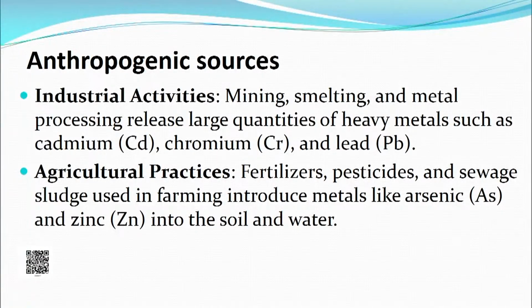So next we will discuss anthropogenic sources of heavy metals. It may be industrial activities, agriculture practices, waste disposal, transportation and fossil fuel consumption and many others. We will discuss first industrial activities: mining, smelting and metal processing release large quantities of heavy metals such as cadmium, chromium and lead. Agriculture practices also help to increase heavy metals in the environment. Fertilizers, pesticides and sewage sludge used in farming introduce metals like arsenic and zinc into the soil and water.